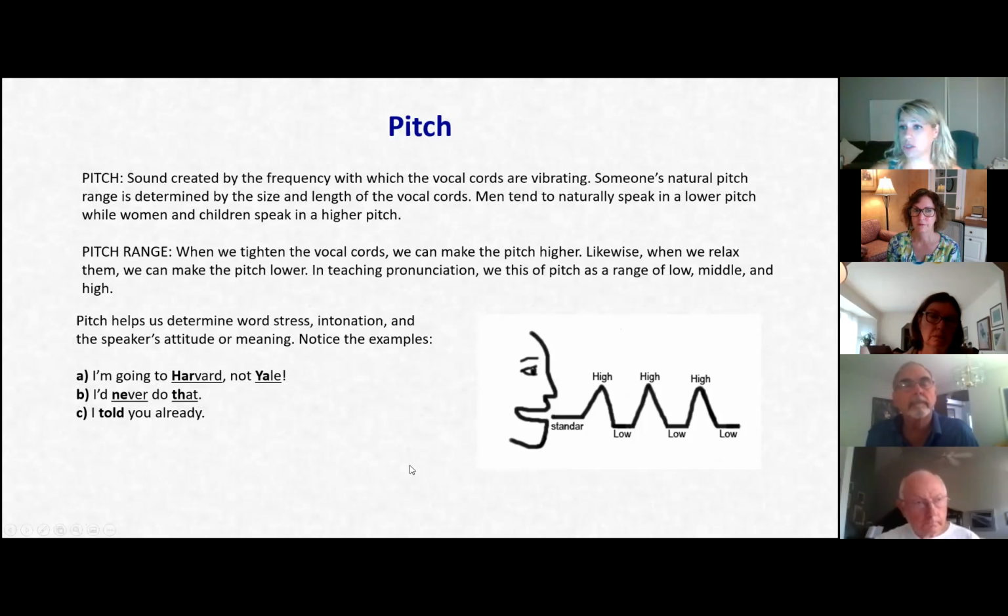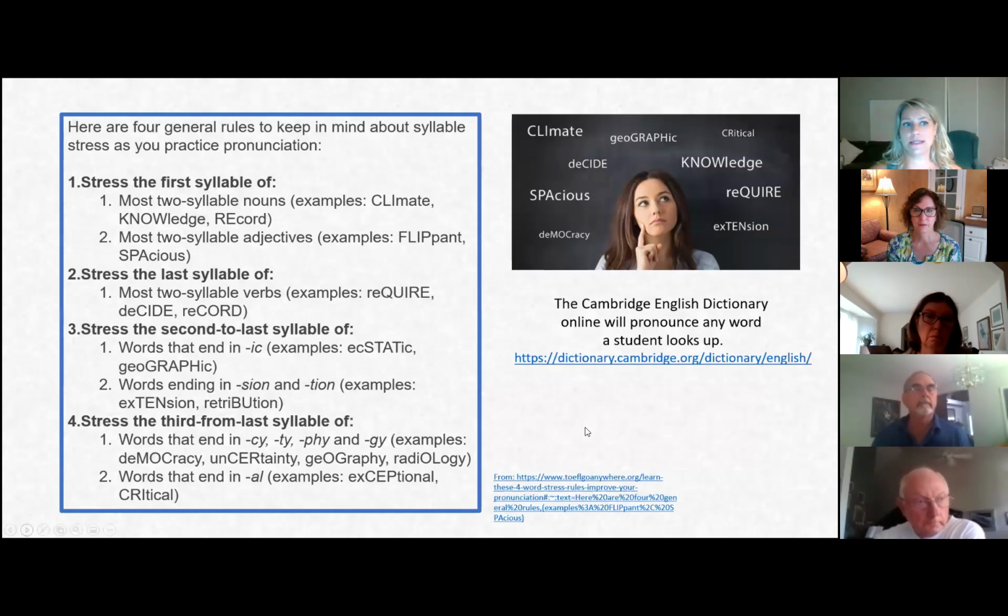deal with pitch. So when we talk about stress, we are talking about how high and the vibration of your vocal cords. So the sound pitch is how high your voice is going, how low your voice is going, and it varies as we're going through, right? So I'm going to Harvard, not Yale, and the pitch is really important to determine what we're saying, as well as the syllables that we're trying to stress in a word. Okay, so pitch, and the pitch range varies depending on the word and depending on the sentence.